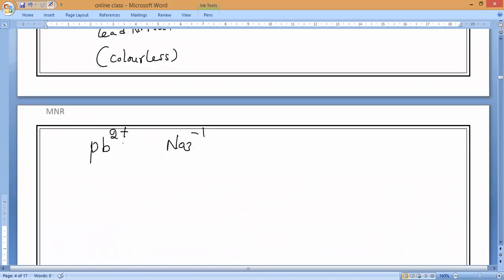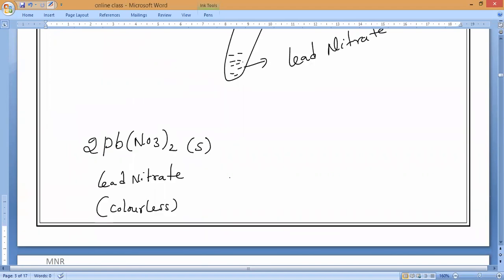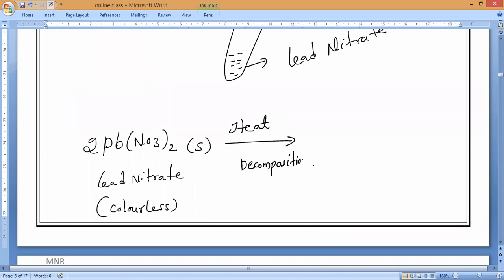So if we exchange, what will come, guys? Pb(NO3)2, lead nitrate. Kindly remember, what is the color of this? Colorless. Understand? So this is also heat only. If we heat it, that means decomposition. Then what are the products, guys? Can you guess? Lead oxide plus nitrogen dioxide gas plus oxygen gas.